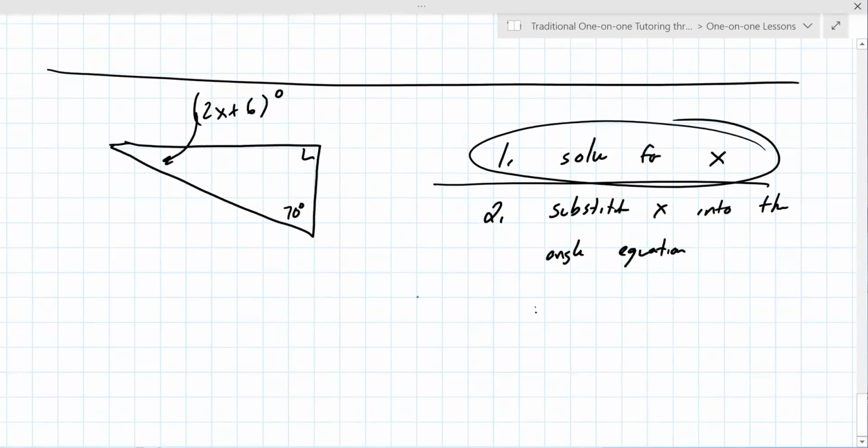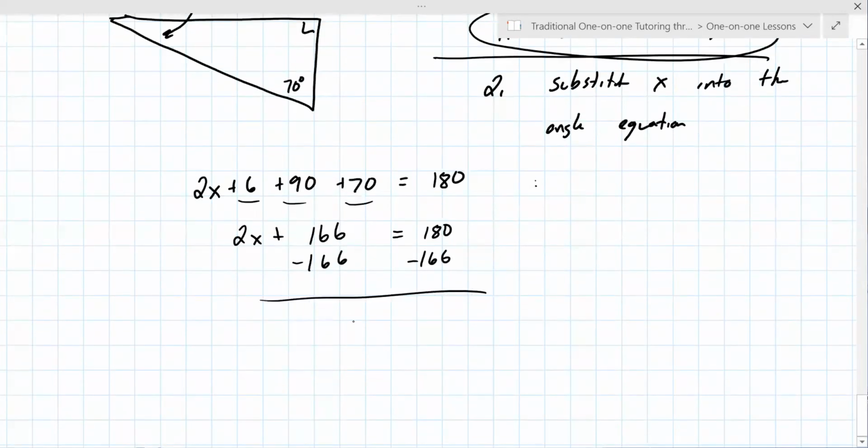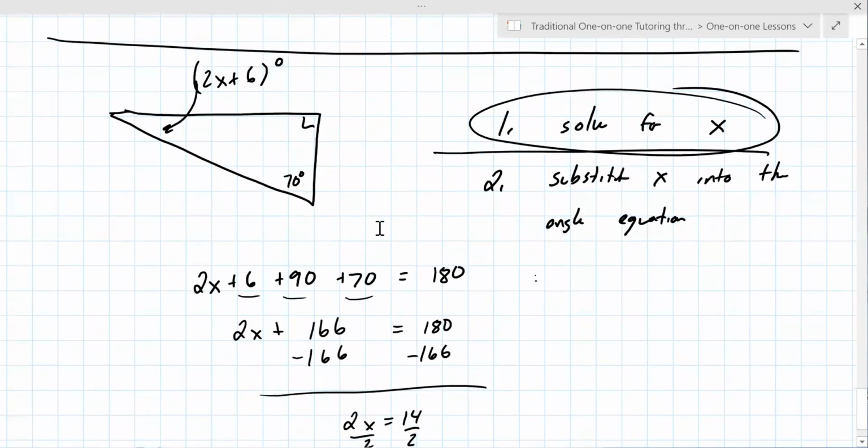X is 7. That is correct, because you write 2x plus 6 plus 90 plus 70 equals 180. And 6 plus 90 plus 70 is 166, equals 180. Subtract 166 from both sides. So we have 2x equals 14, divide by 2, x equals 7. Okay, and then, like you said, you take that 7 and put it back into this equation. 2 times 7 plus 6 equals 20 degrees.